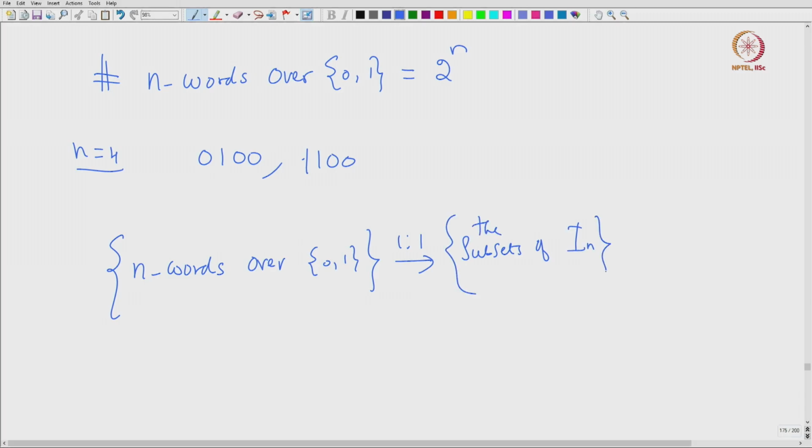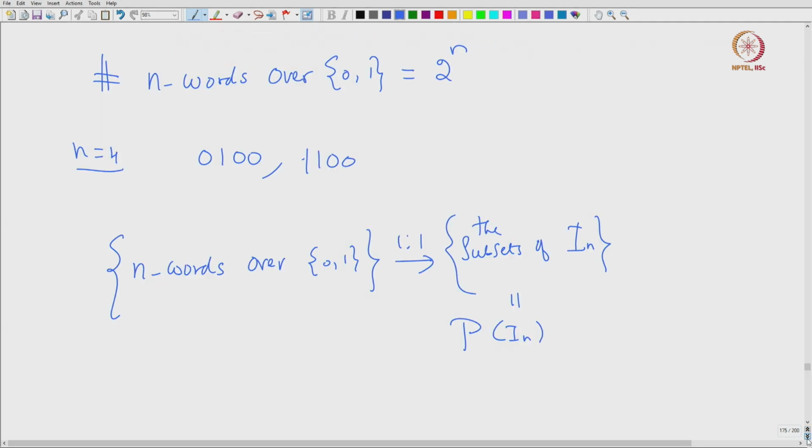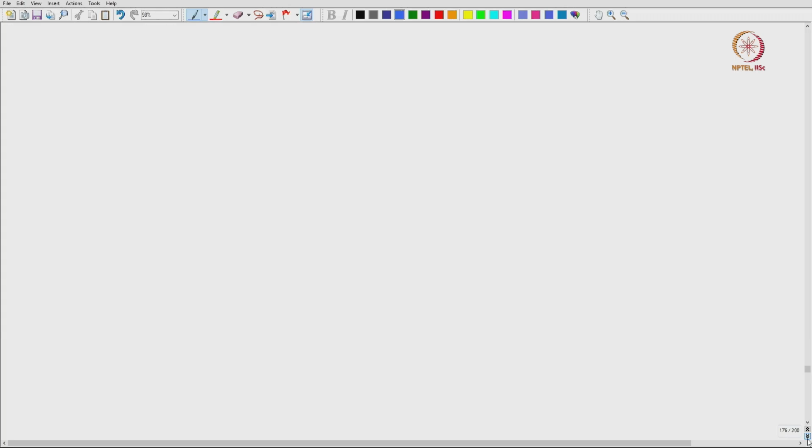So, which is exactly the power set of I. And this bijection is what we are going to explore. So, if instead of using x and y, we use the symbols 0, 1, then what we get on the left side is the following. You take (0 + 1) and raise it to the power n.